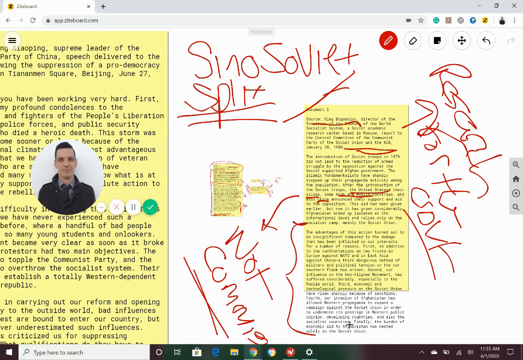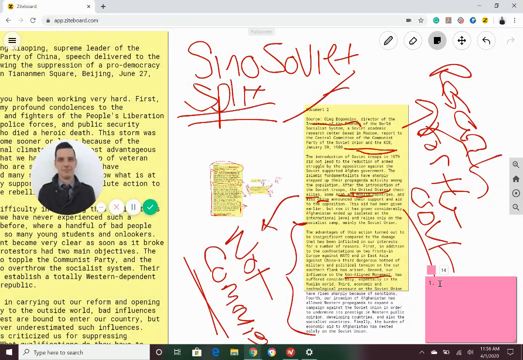And then you have the non-alignment movement. It's another thing to look at. This is a grouping of essentially nations which are not part of either the Western or Eastern blocs. Once again, ideological. So I'll list some of them for you.